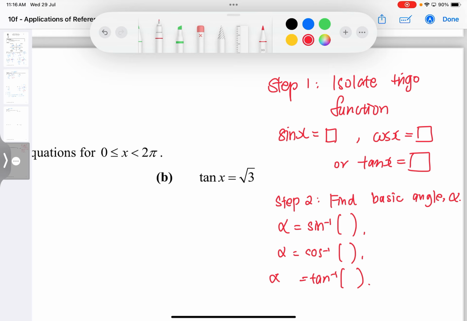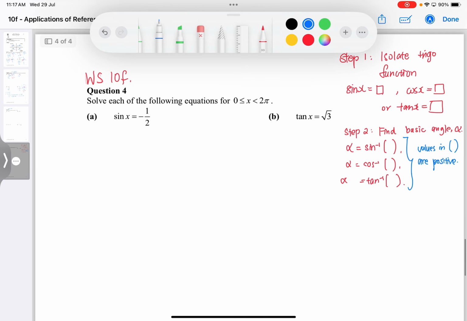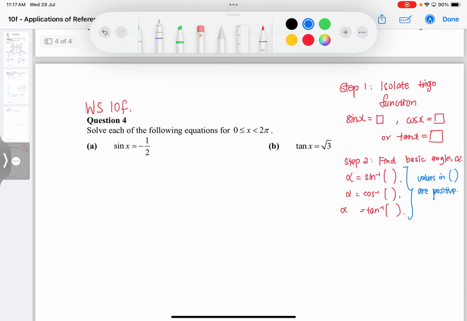If you ask me this kind of question, then I don't want to write alpha. Only values in the bracket that are positive. So you don't need to put the minus sign inside the bracket. To find the basic angle, we use positive values. Then what is the minus sign for? For example, a question like sine x equals negative half. The sign in front tells you the quadrant.